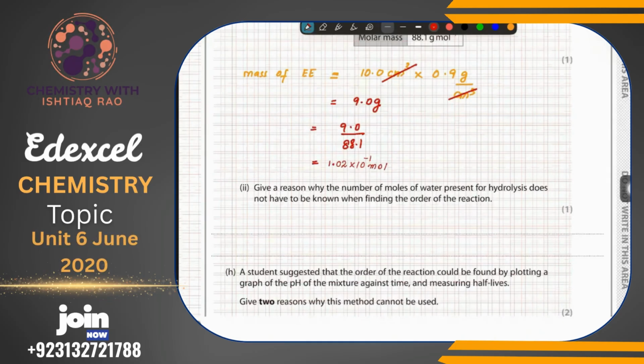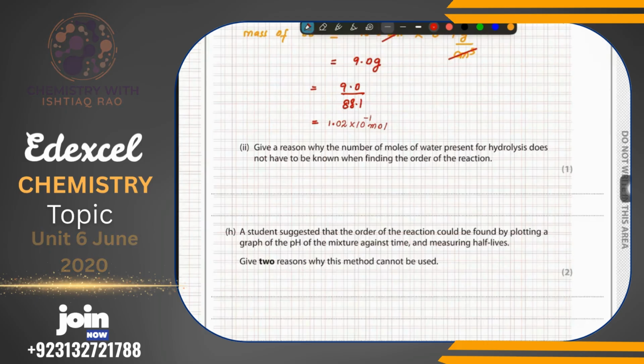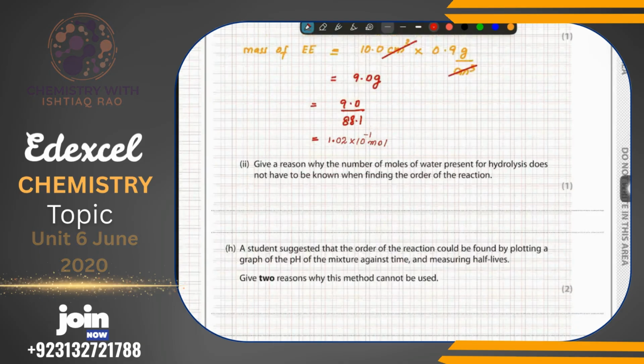Give a reason why the number of moles of water present for hydrolysis doesn't have to be known when finding the order of reaction. Wait. The water is in excess. So the concentration remains almost constant, hence having no effect on the order of reaction, right?